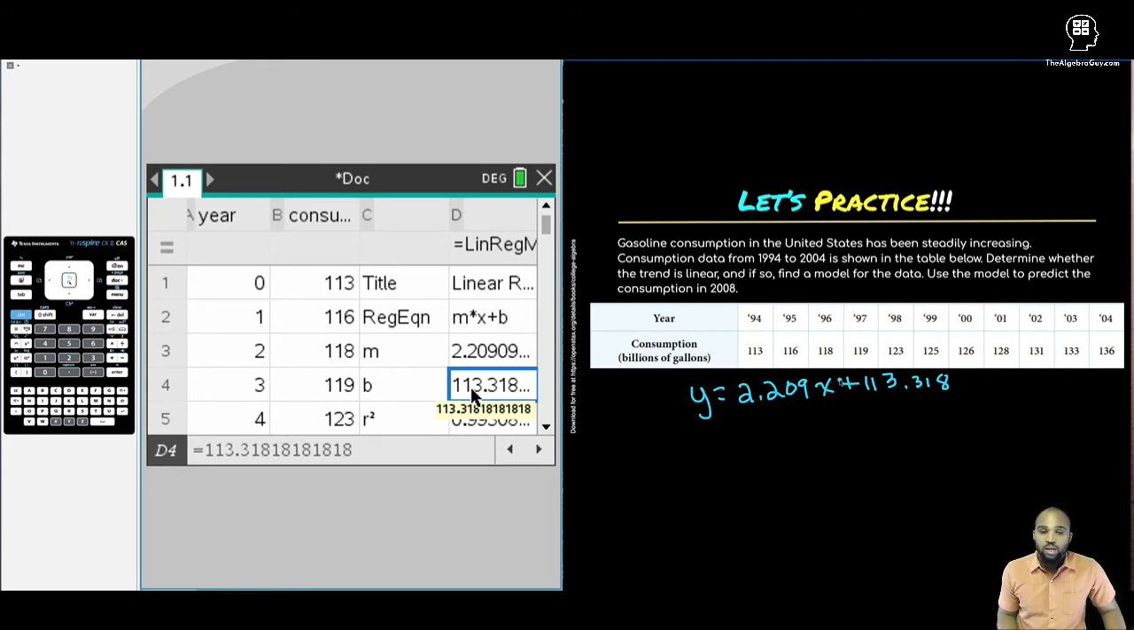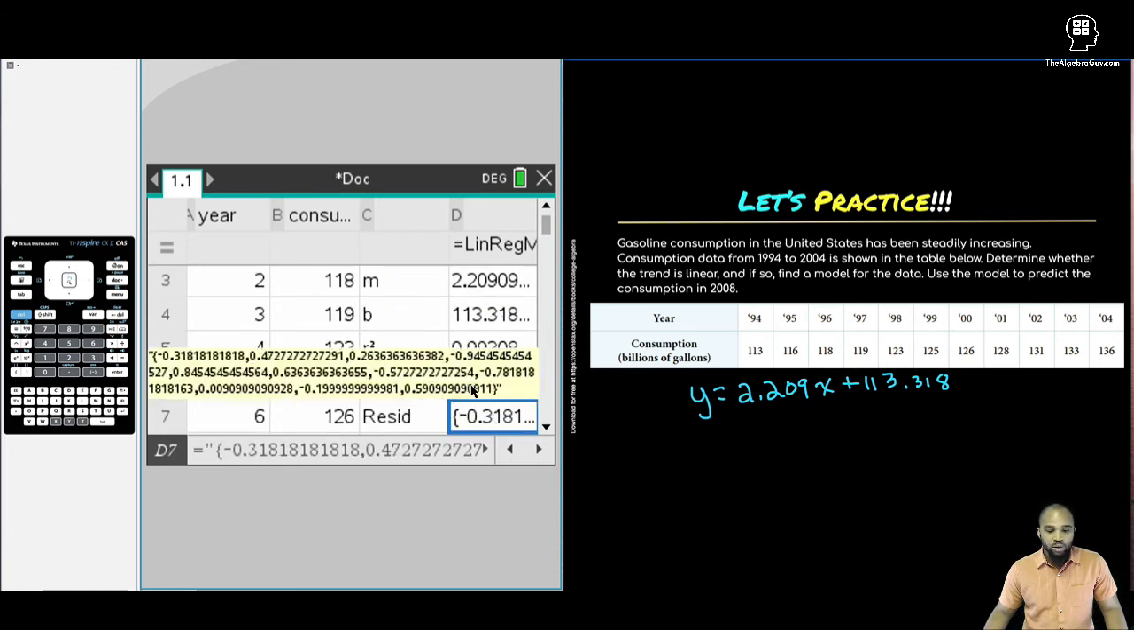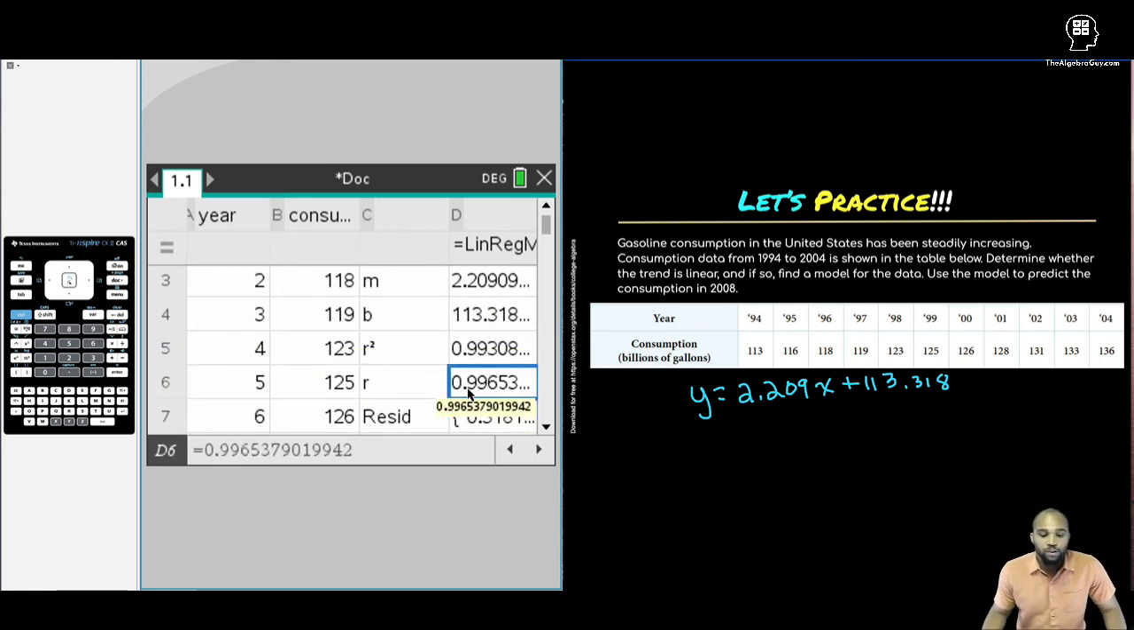Oftentimes you may just have this as a multiple choice answer, so you'll have different given equations, and that's the one you'll want to pick there. What about the R value? So don't pick the R squared value, because you notice that that number is there, but we don't want the R squared value. That's something else that we're not dealing with here. We want this R value. The R value here is 0.99653. So we'll write that down. R is going to be 0.99653.